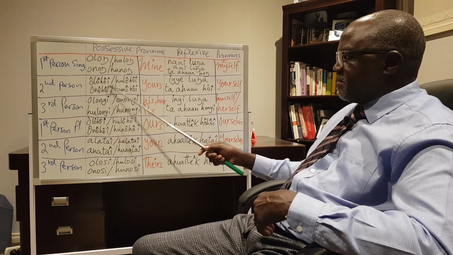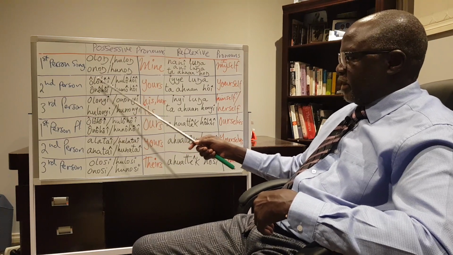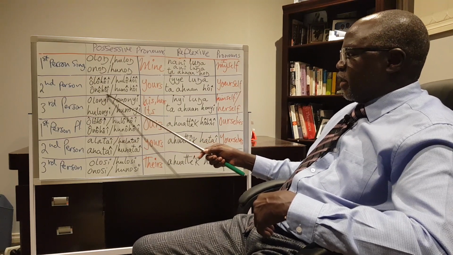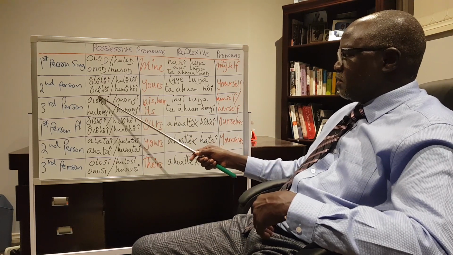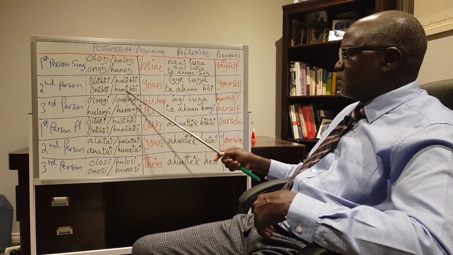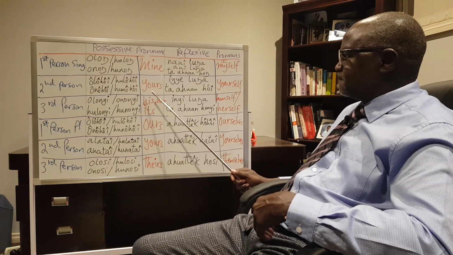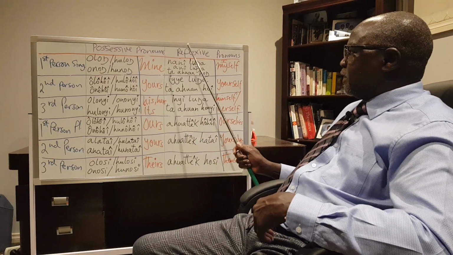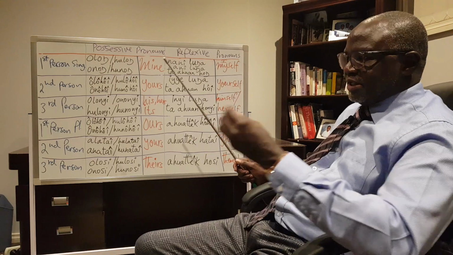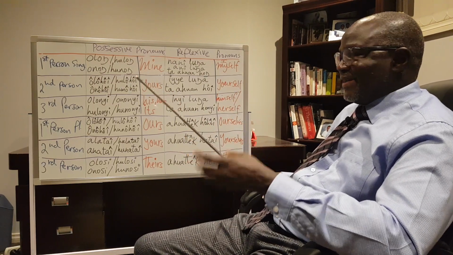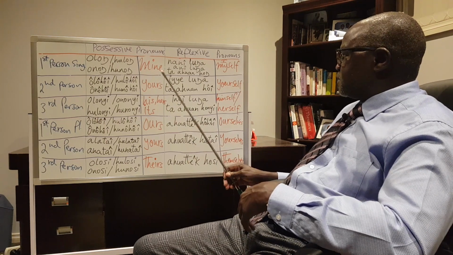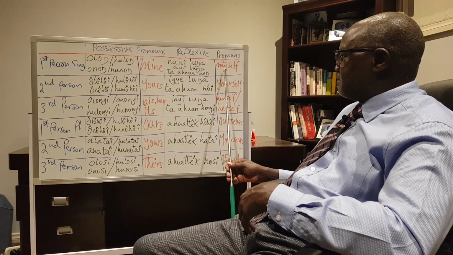So if it is a feminine thing, it's ononyi. So hunôhôî is the plural. This is ononyi, this is one, and this is hunôhôî. It means yours. Okay. So in the reflexive pronouns, usually the reflexive pronouns follow the noun. Okay. So this is myself.